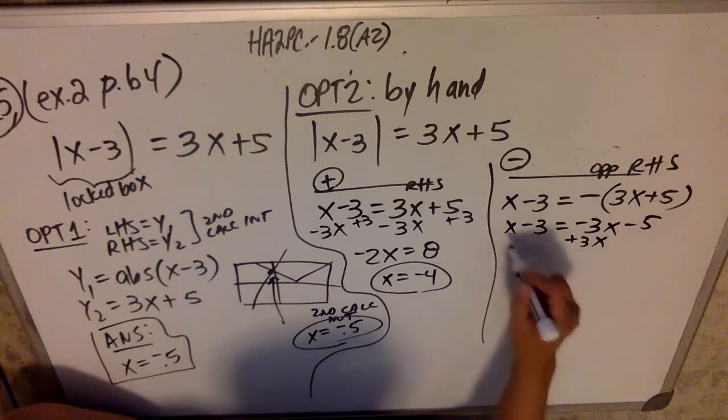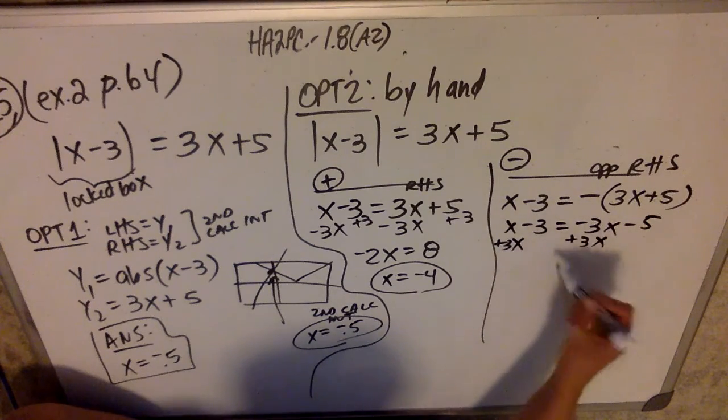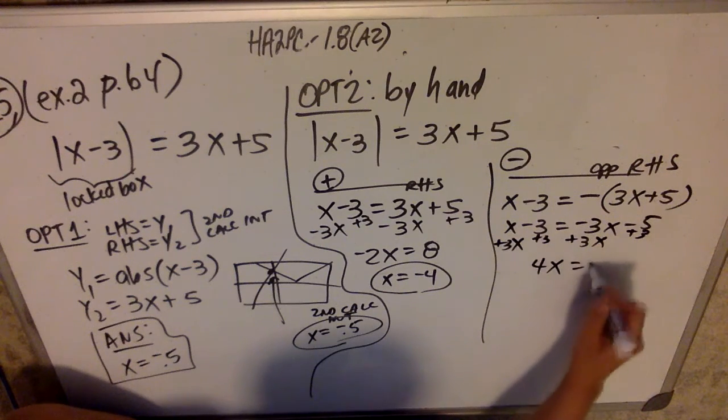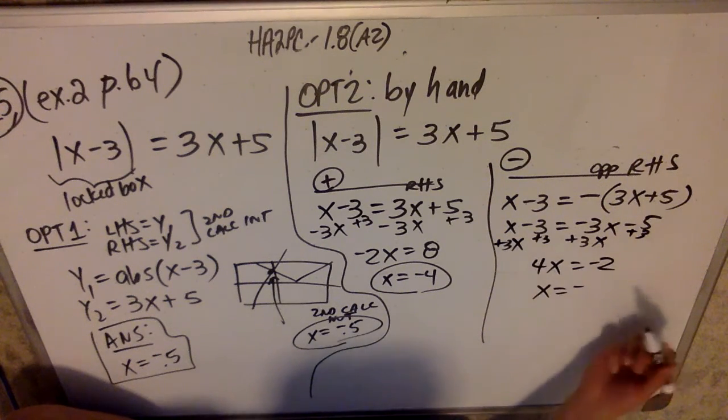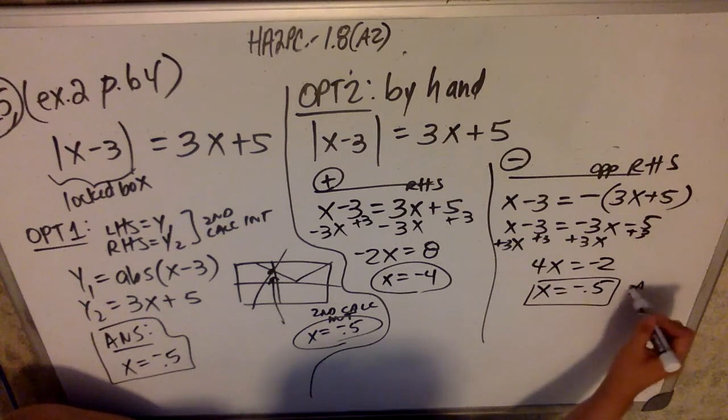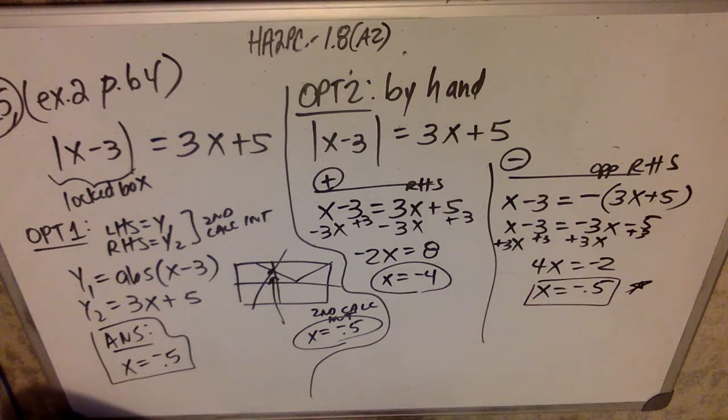I'm going to do the same thing. I'm going to move all my x's to one side, so I'll add the 3x's to the left-hand side. I'll add the 3 to the right-hand side. And I'm going to get 4x equals negative 2, which is x is negative 2/4 or negative 1/2, which is negative 0.5. Now, we already know this answer works, right? The trick here is if you choose to do this by hand, you should check your answers.